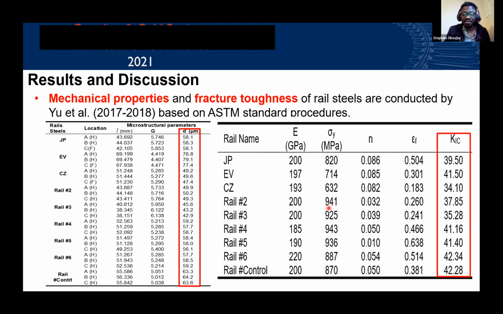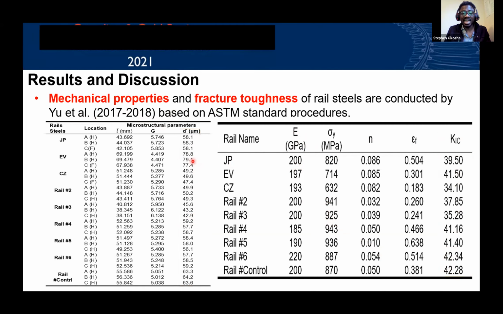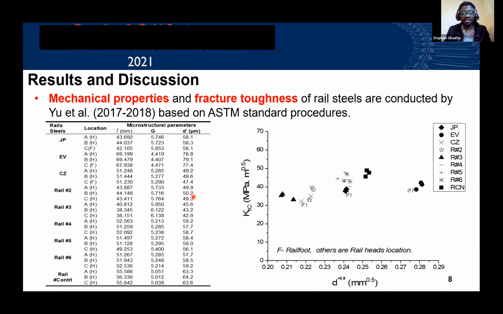And then from the table on the right, these are the mechanical properties of the 9 rail steels. These were performed by a previous student, Yu et al., from 2017 to 2018, where we got the mechanical properties and the fracture toughness of the rail steels. Of course, our interest is the fracture toughness and also all these other parameters. Then we wanted to see if we can correlate this to the grain sizes and the fracture toughness. When we did that, we found a fairly proportional relationship between the fracture toughness and the square root of the grain diameters.